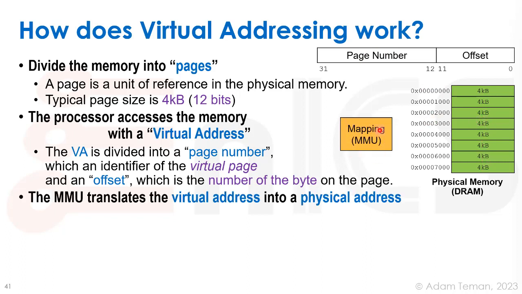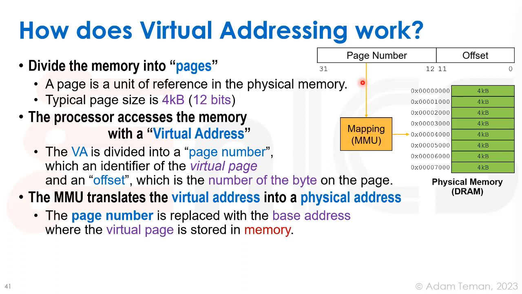So the MMU is this mapping between these virtual page numbers and the physical pages that we have on the disk. It's a whole unit. It may do a lot of other stuff, but it's going to have this translation table. So the page number that we take, we read it out into the MMU, and the MMU is going to replace it with the base address where the virtual page is stored in memory.